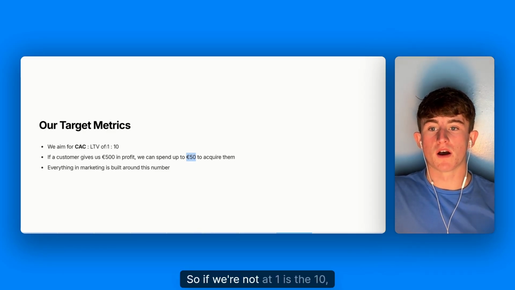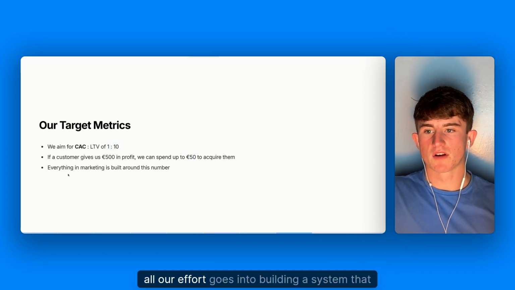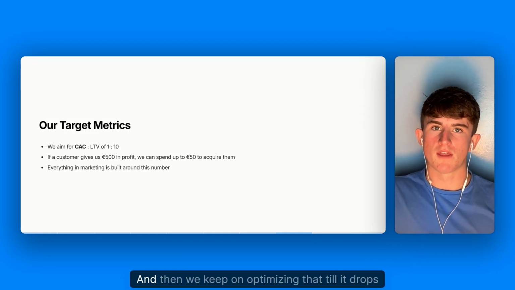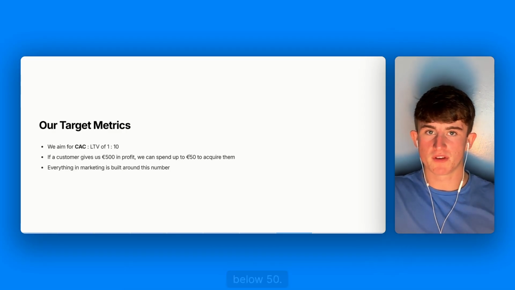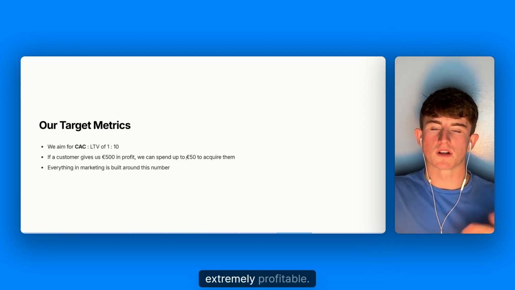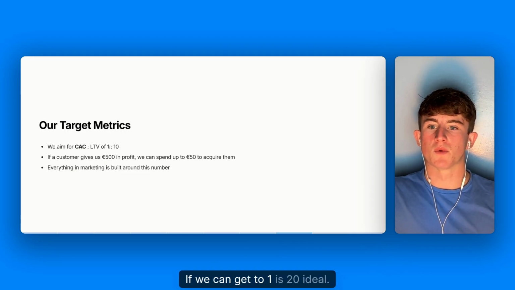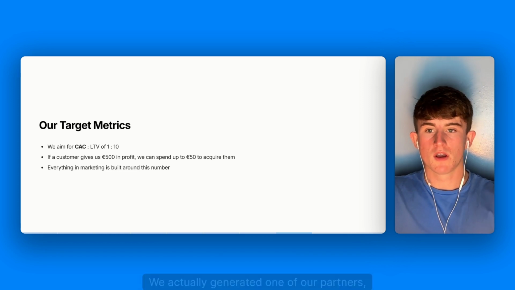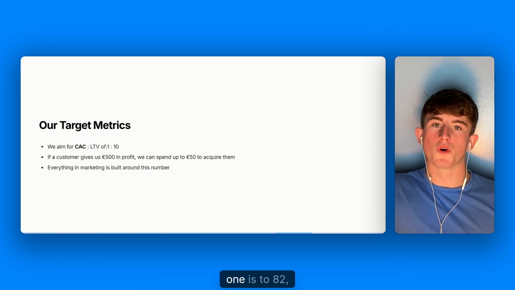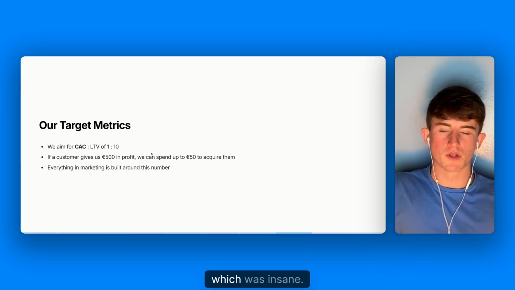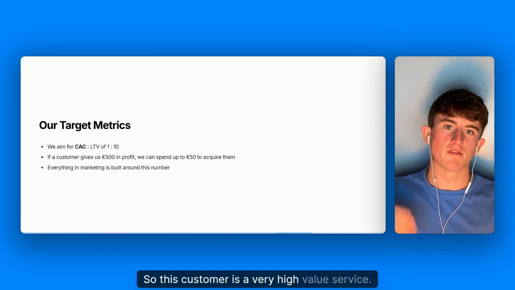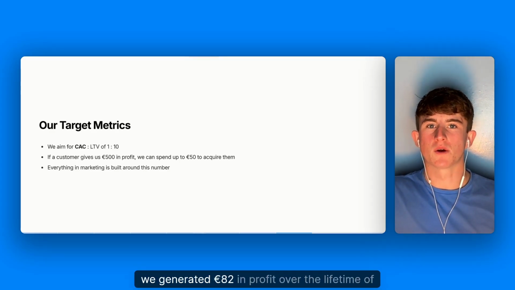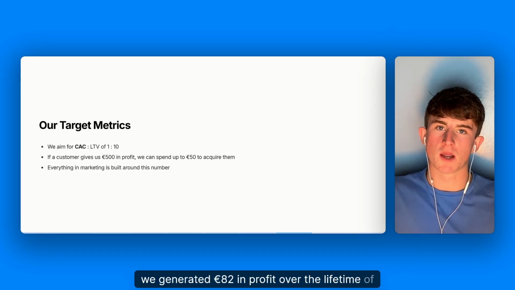Okay, so if we're not at 1:10, all our effort goes into building a system that acquires a customer for €50. And then we keep on optimizing that till it drops below 50, and we keep on doing that till we're extremely profitable. Okay, if we can get to 1:20, ideal. We keep on going up until we can get the most bang for our buck. We actually generated one of our partners 1:82, which was insane. So this customer has a very high value service. For every €1 we put in, we generated €82 in profit over the lifetime of this customer journey.